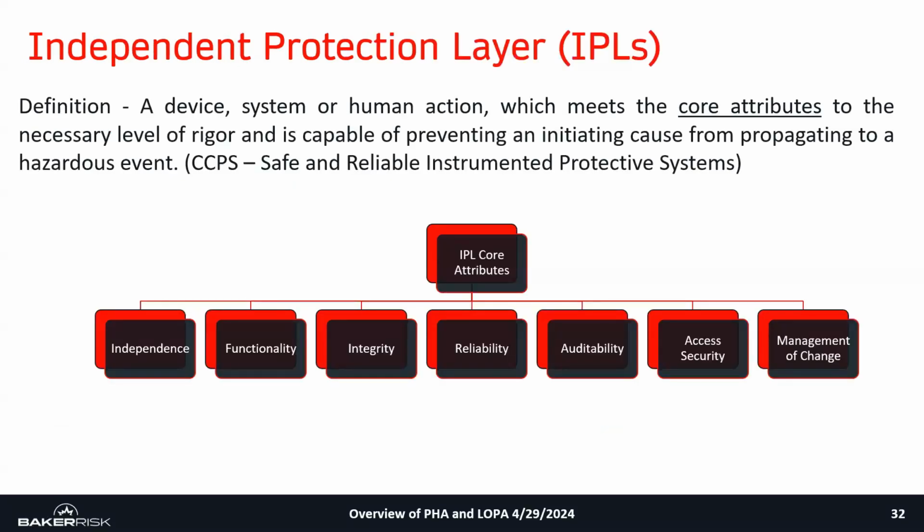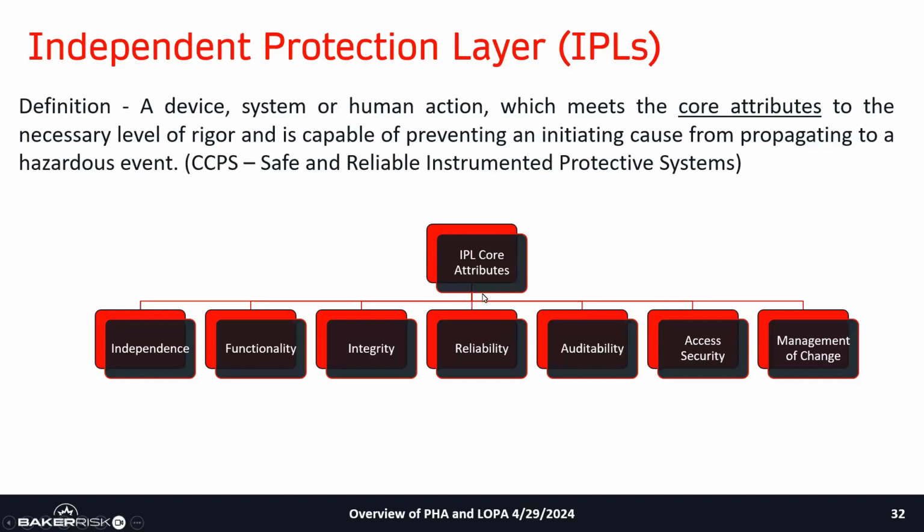So once you've quantified your initiating event frequency and identified any enabling conditions, the next step is to assess your independent protection layers. So what is an independent protection layer? It's a device, system, or human action which meets core attributes defined by LOPA as providing the necessary level of rigor and is capable of preventing an initiating event from propagating to a hazardous event.